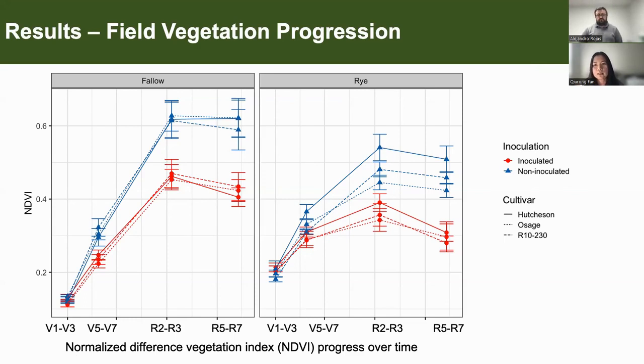We can also see that as plants grow from the vegetative stage to the reproductive stage, the canopy starts filling and growing larger. The NDVI is slowly increasing until R5 to R7, when the plant is growing into its peak maturity and then starts senescing.